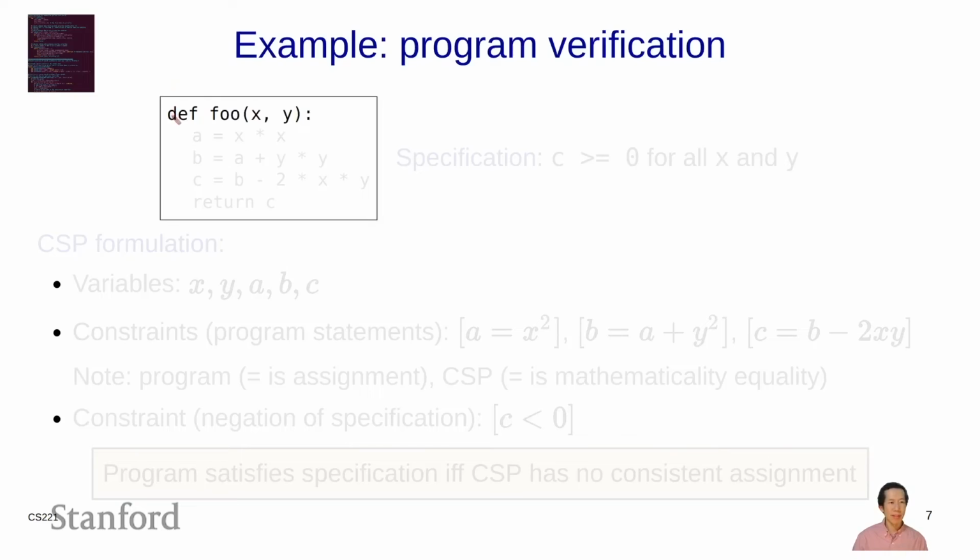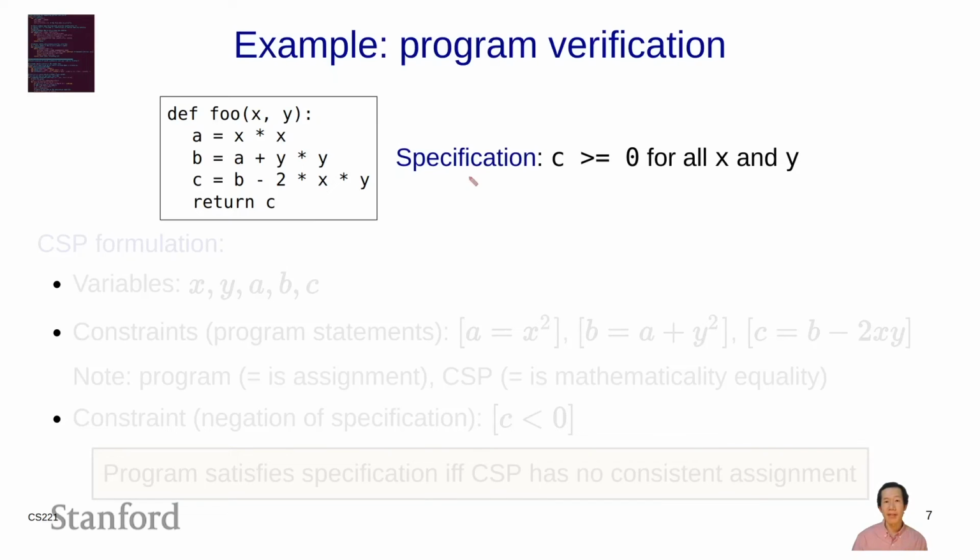So let's work through a simple example. Suppose you have this program, foo, which takes in 2 values, x and y, and it computes the following. So it's going to assign x times x to A. It's going to add y times y to A and then assign that to B. And then it's going to subtract this quantity and assign it to C and return C. So the thing I want to prove here is this following specification, that C is greater than or equal to 0 no matter what value x and y take. So here is how I'm going to specify the CSP.